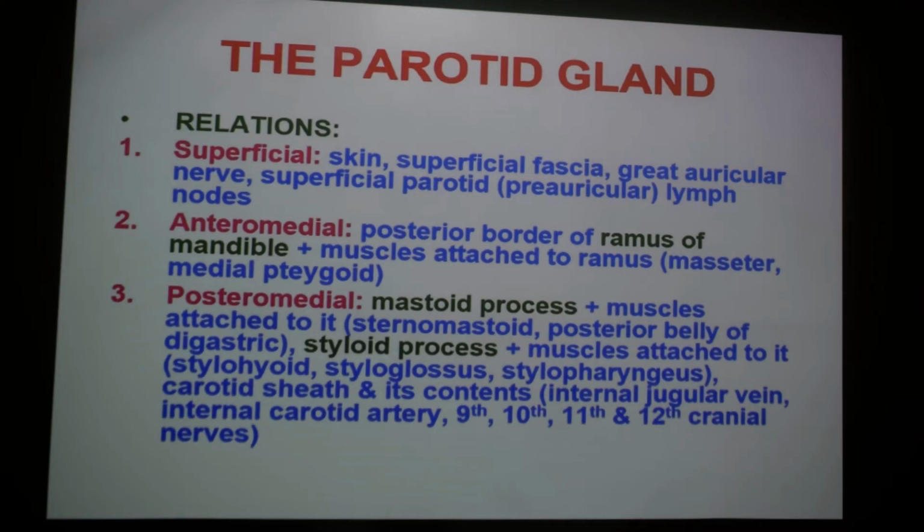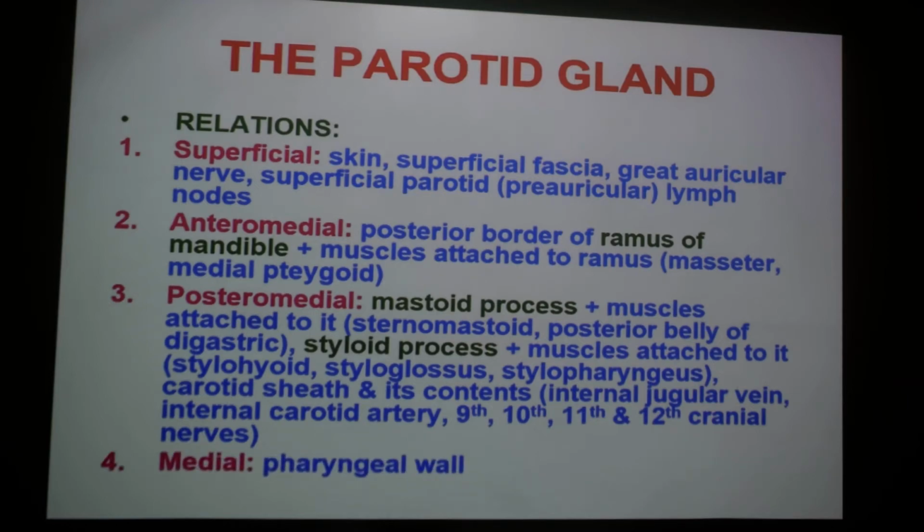And then next to the styloid process is the carotid sheath, where you have the internal carotid artery, internal jugular vein, and 9th, 10th, 11th nerve. So these structures are going to come in relationship to the posterior medial surface of the parotid gland, and that is why any mass in the parotid gland needs to be seen through the pharynx also, because it's very close to the pharynx. So any parotid mass can also extend into the pharynx because it's close to the pharynx.